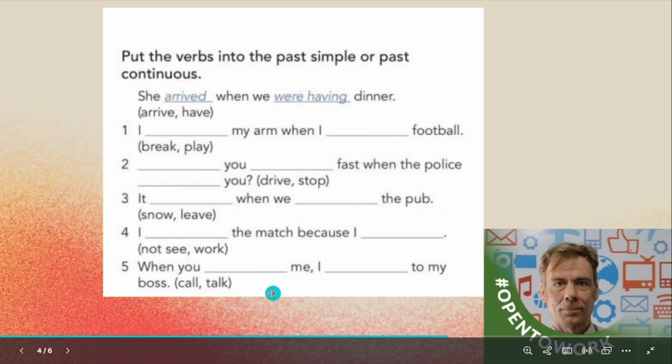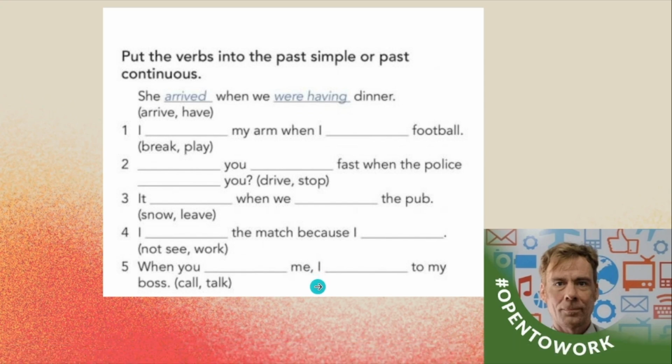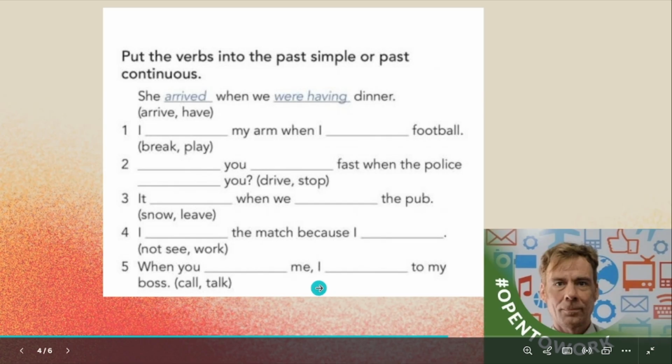And number 5, call and talk. Which action is the longer of the two? Talk. So call is in the simple past. So when you called me, I, past continuous, the verb to be is was, and the main verb is talking. When you called me, I was talking to my boss.